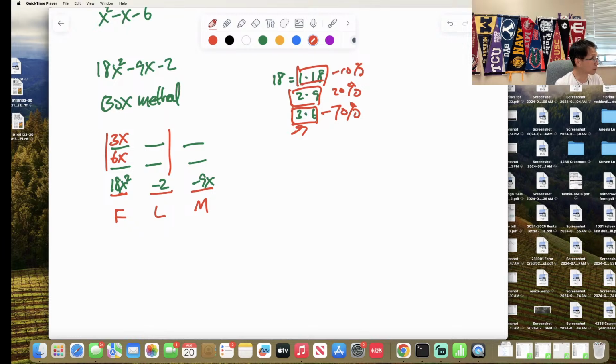Is that okay? Now I'm going to think about two numbers that multiply each other to give me negative 2. However, there's one combination that is wrong and one combination that is right. So let's figure it out.